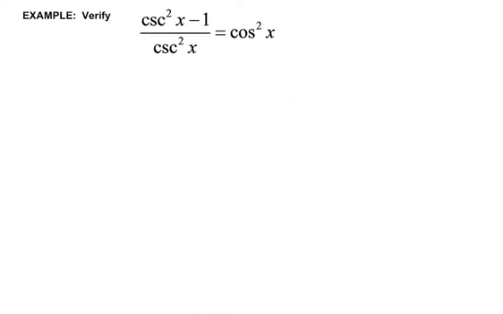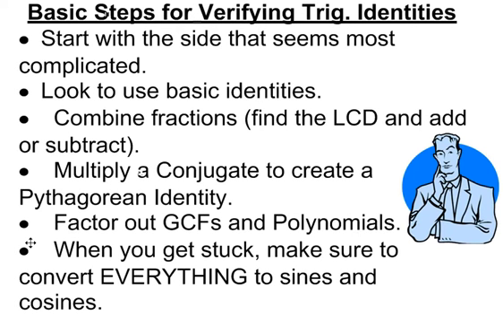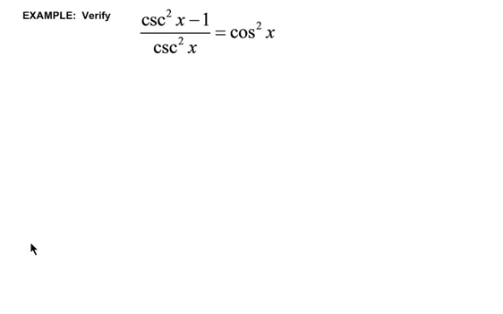With that said, let's go ahead and jump into some examples. We'll look at our first one here. We have cosecant squared x minus 1 over cosecant squared of x. And we're going to verify as to whether that is equal to cosine squared of x. So the first thing we're going to do is identify which side seems most complicated. Looking at this real quickly, you can probably see that the left-hand side of this equation to verify is a little bit more complicated than the right-hand side.